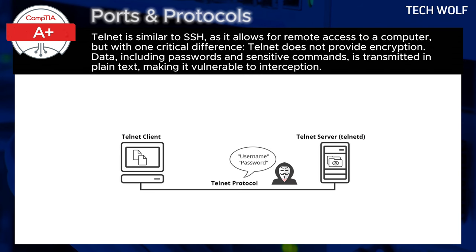Telnet. Telnet is similar to SSH as it allows for remote access to a computer, but with one critical difference. Telnet does not provide encryption. Data including passwords and sensitive commands is transmitted in plain text, making it vulnerable to interception. Telnet operates on port 23, and while it is still in use, it is generally not recommended for secure communication due to its lack of encryption.